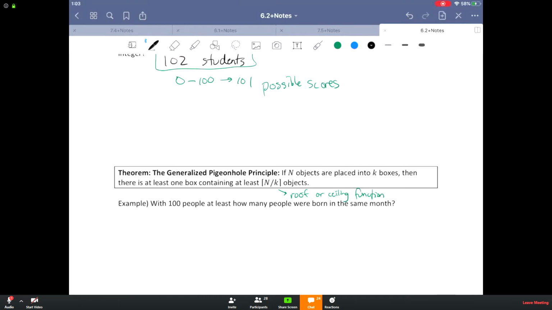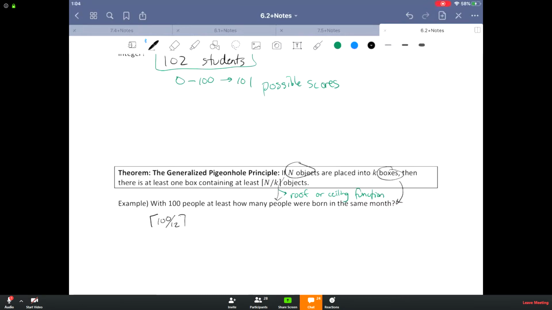Okay, so if you use this theorem, we have N objects divided by the number of boxes. In this case, my boxes are my months, and that's my denominator. My objects are my people, so that's 100, divided by 12. What is 100 divided by 12?